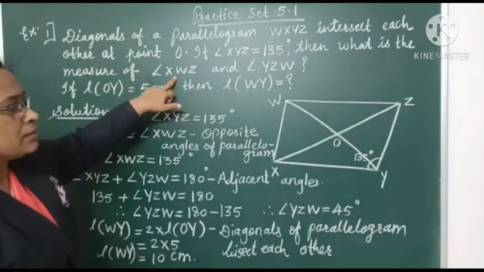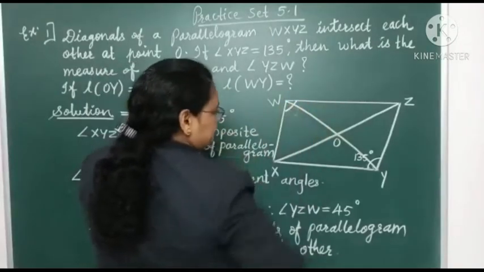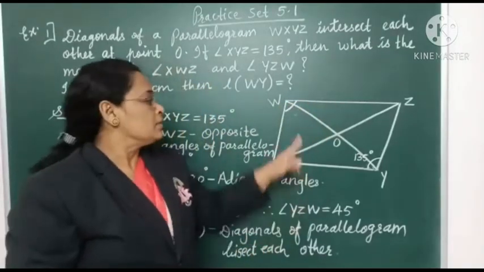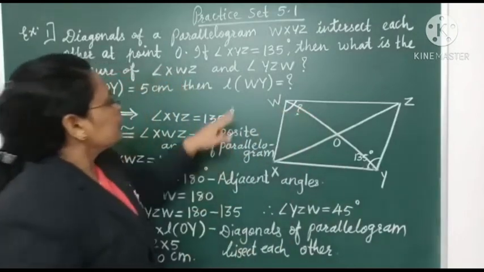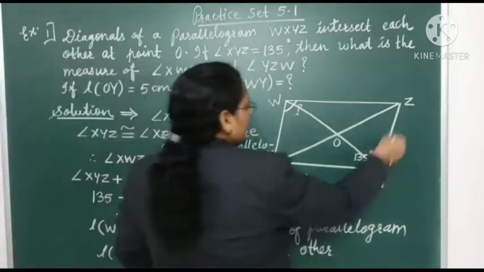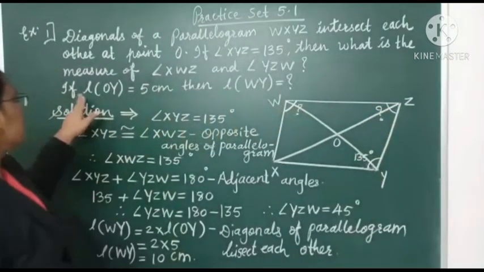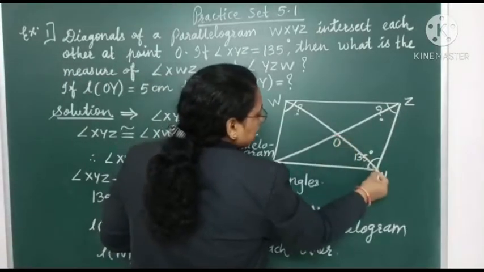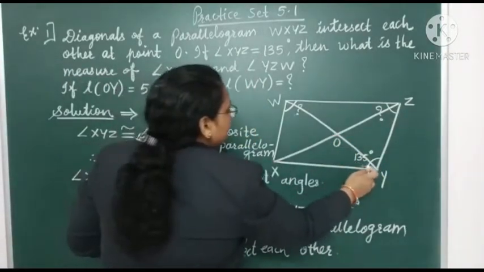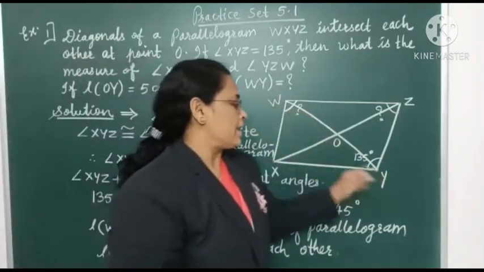Let's mark it in the diagram. XWZ, this one. We have to find the measure of angle XWZ, and of angle YZW, this one. Length OY is 5 centimeters. This length OY is 5 centimeters. Then what is the length of WY?